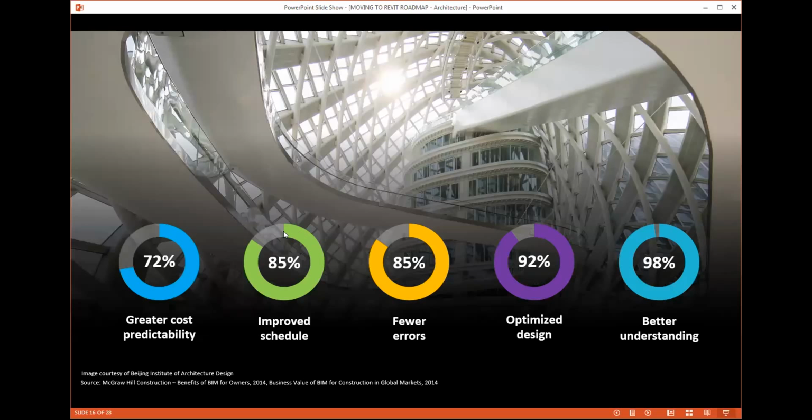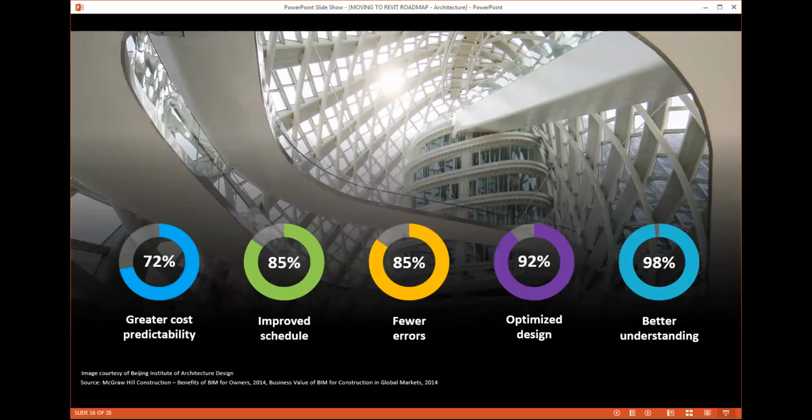85% of those who were assessed said there was an improvement in their schedule, meaning how long it takes them to complete their project. 85% of them saw an improvement in it. 85% of them said there were fewer errors in their projects. 92% of those people said they were able to optimize their designs to improve it. And 98% said they got a better understanding of their design.